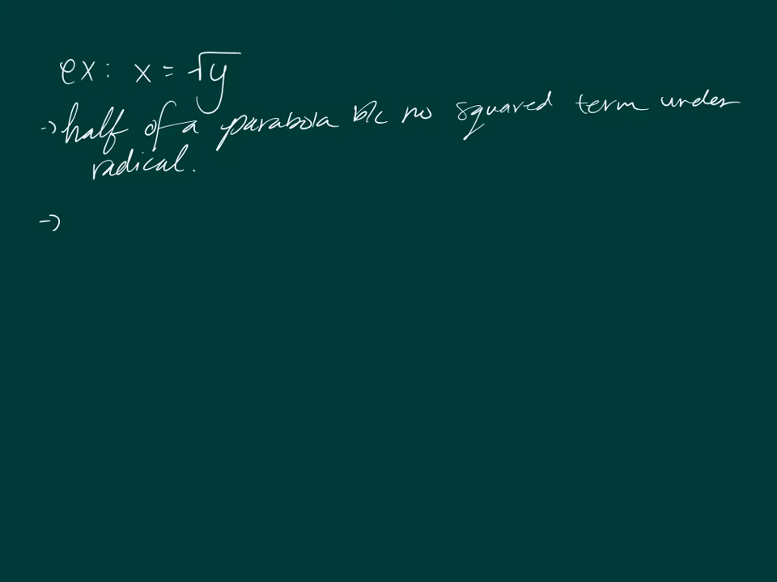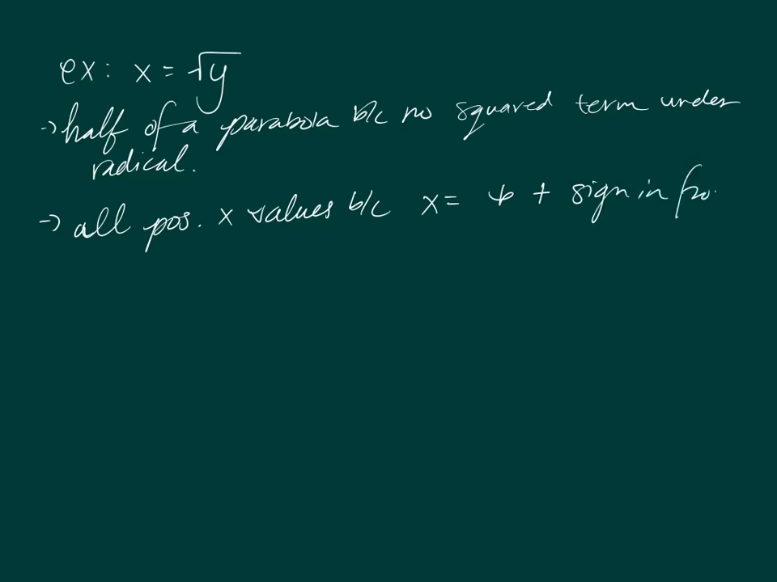And I notice that I want all positive x values because it's x equals and it's a plus sign in front of the radical. Okay, so I know I want all positive x values, so I only want positive x values on this one. And then I need to figure out the vertex.